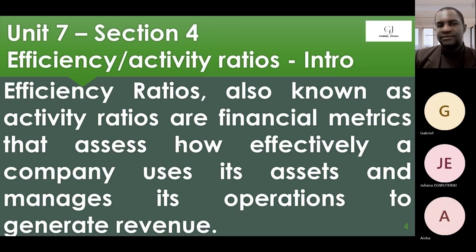So where you see efficiency or activity, they are both synonyms in computation of ratios. They are financial metrics that assess how effectively a company uses assets and manages operations to generate revenue. So the target is your assets, your long-term investments, and how you're able to use them. We are measuring how much asset you use to generate returns. Very important. So assets are the target, and the measurement of how well management are operating to generate revenue and returns for those that have invested their wealth in the business.